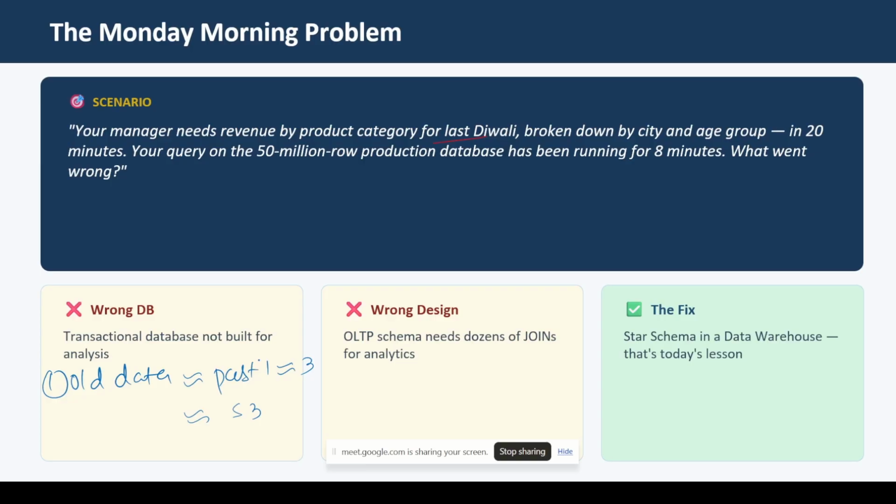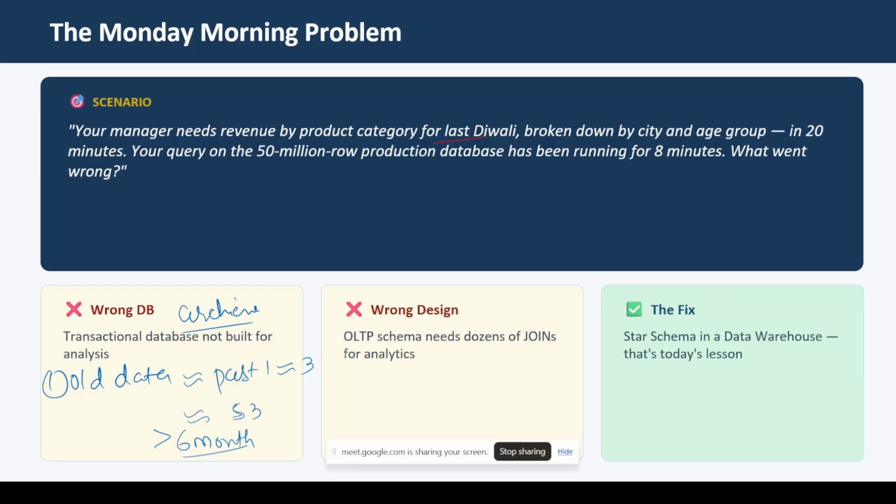So for analysis, I have to ensure what data I want. Do I want the past 1 month of data or the past 6 months of data? Based on that, my sources will differ, right? So if you want the past 3 months of data, you use the transactional database, that is the archive tables, right? We talked about this as well, archive tables. Or if you want data older than 6 months, then you go for some cloud-based storage, right? You'll be keeping it there.